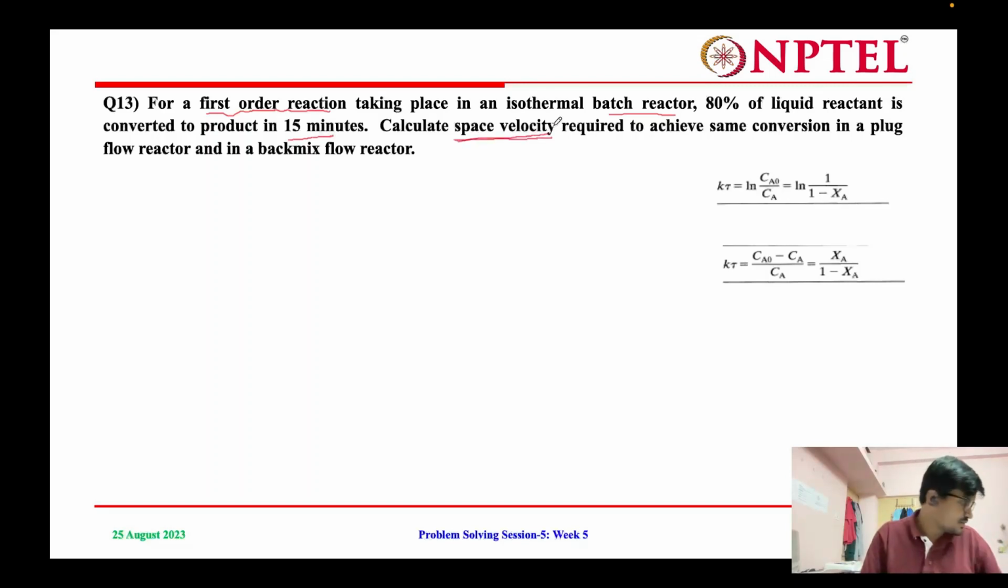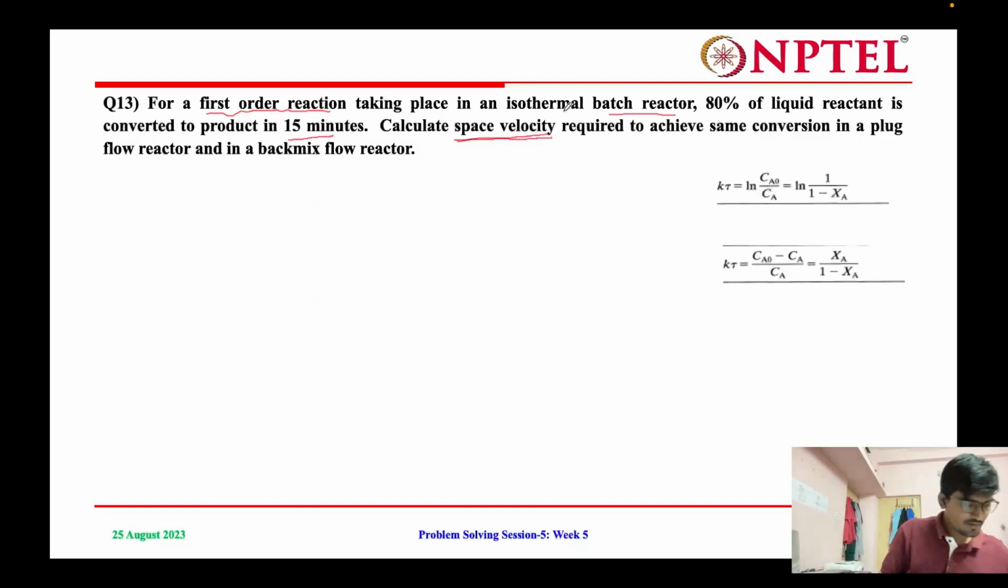So there are two terms, space time and space velocity. Space time means the time required to process one reactor volume of feed measured at specified conditions. And space velocity is the number of reactor volumes of feed at specified conditions which can be treated in a unit time.